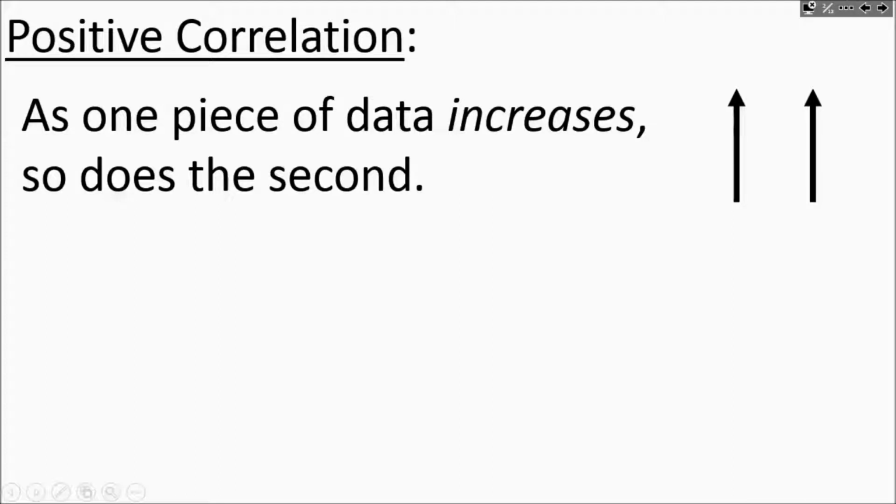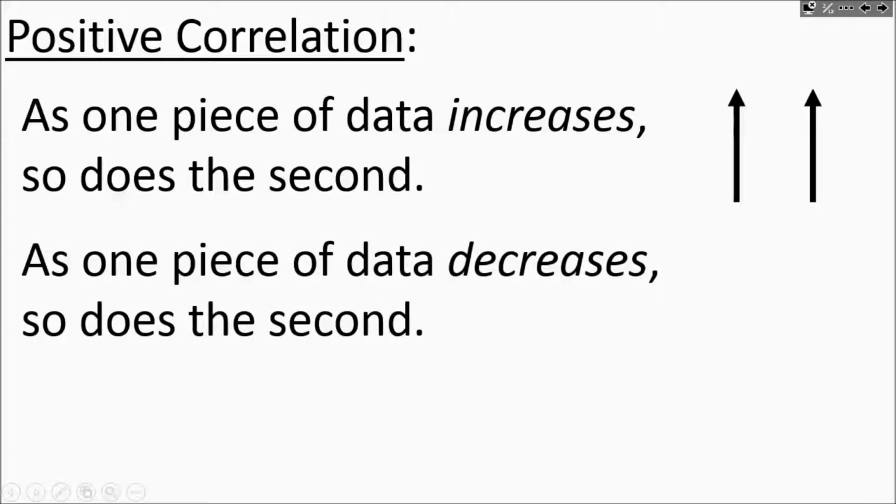Now, if both of them increase, you can also turn it around and say that as one piece of data decreases, so does the second piece of data. So that means they could also go down. So then I have kids point both their fingers downward. So if your fingers are pointing in the same direction, both up, both down, it's a positive correlation either way. And it's going to look like that on the graph. All the dots going upward from left to right.